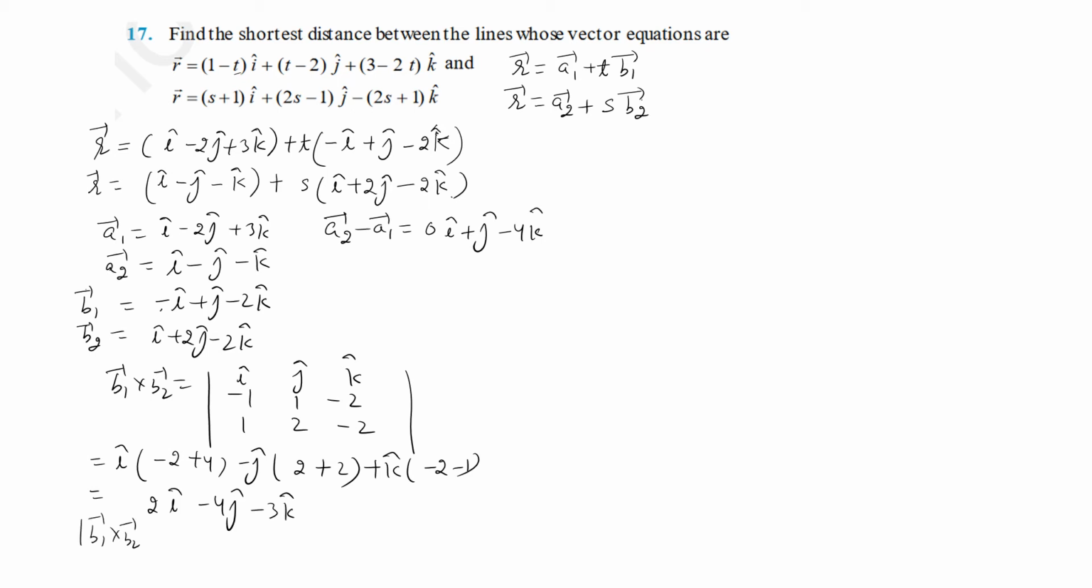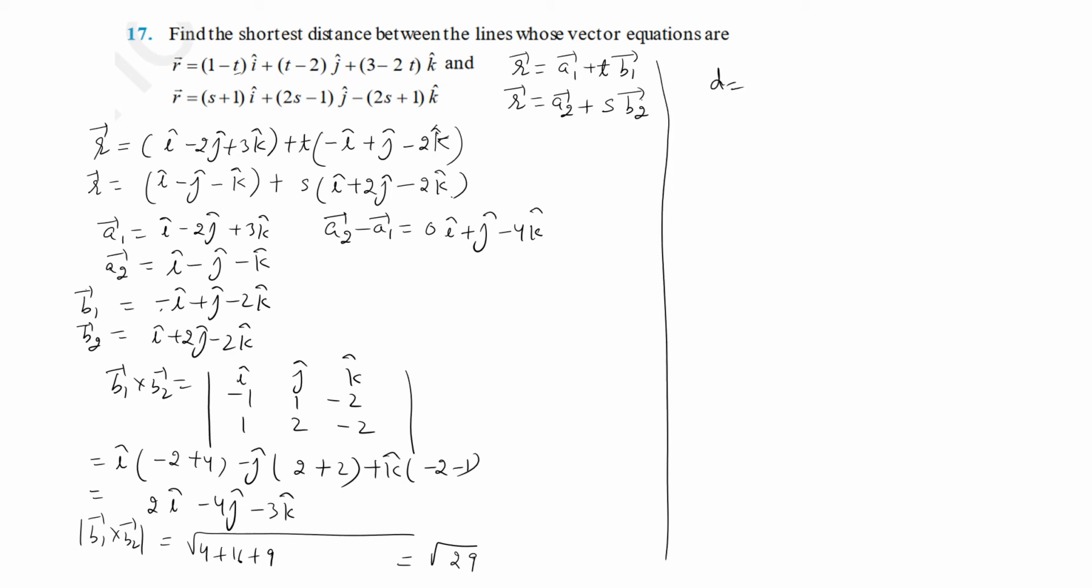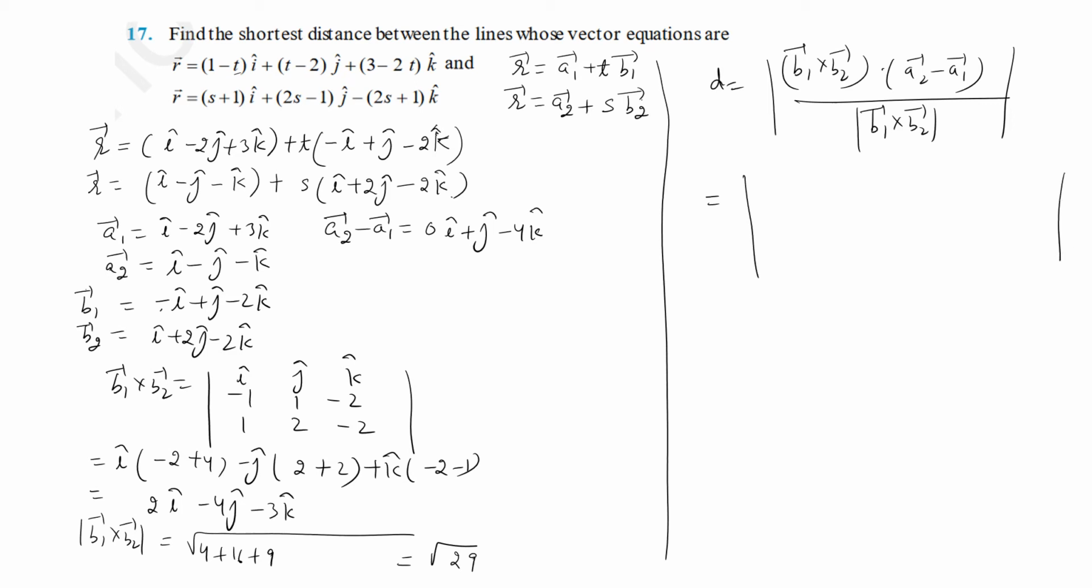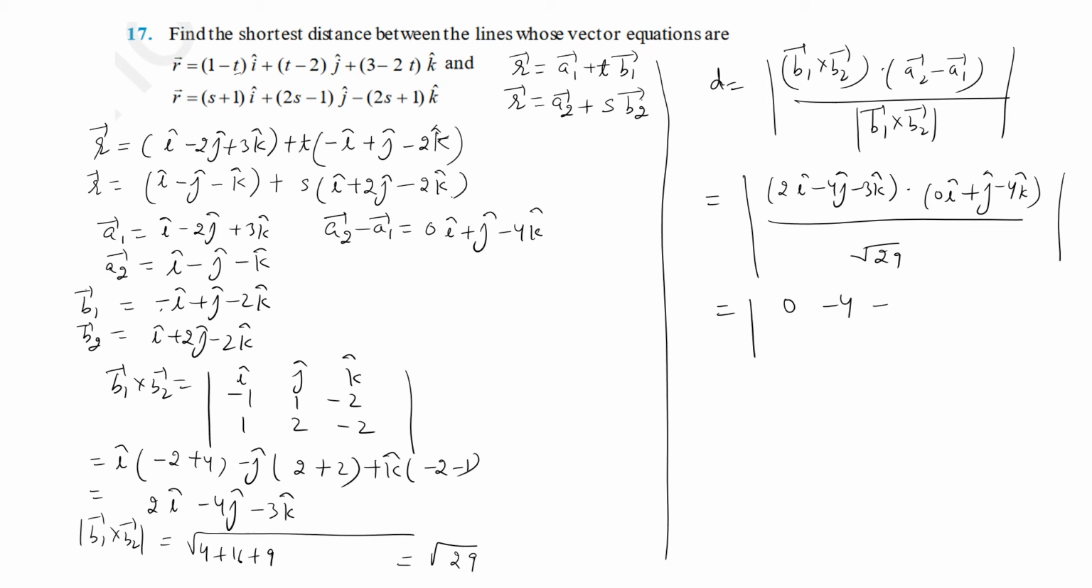The magnitude of b1 cross b2 is 4 plus 16 plus 9, which is 29, root 29. Now let us check the formula. D is b1 cross b2 dot a2 minus a1 upon mod of b1 cross b2. So b1 cross b2 is 2i minus 4j minus 3k dot, this is 0. It's better to put a 0i instead of making a mistake, and this is root 29. So this is 0 minus 4 and plus 12 upon root 29, and the answer here is 8 upon root 29 units.